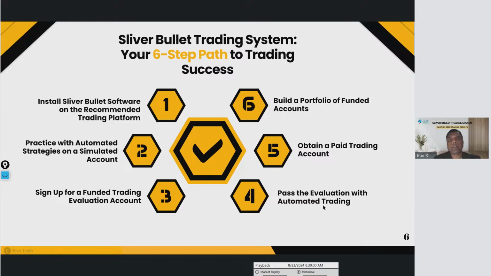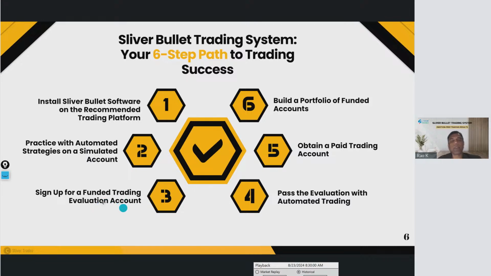We call it the 6-step path to trading success, or the Sliver Bullet Trading System. So on NinjaTrader software, you install Sliver Bullet software. That's step number 1. Step number 2 is to practice automated strategies on a simulated account first, so that you become familiar with the NinjaTrader platform and our software. Once you are comfortable with the software and the platform, we can help you sign up for a funded trading account. So initially, you'll sign up for an evaluation account.